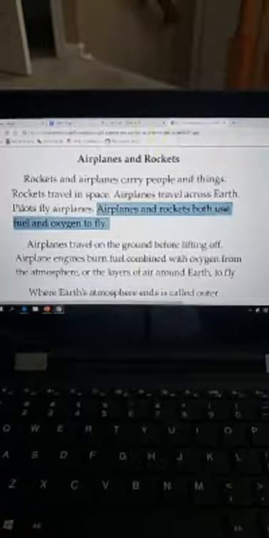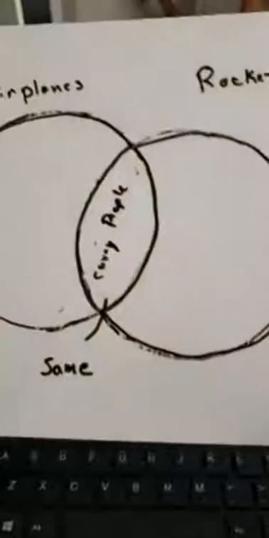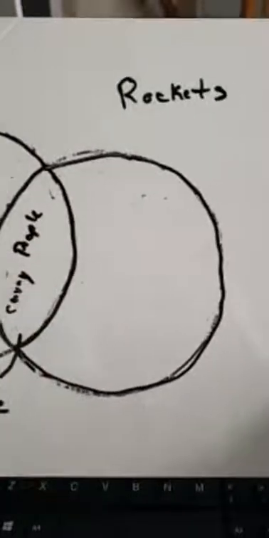Airplanes and rockets both use oxygen and fuel to fly. The graphic organizer that we're using is called the Venn diagram or the double bubble. This is our graphic organizer.